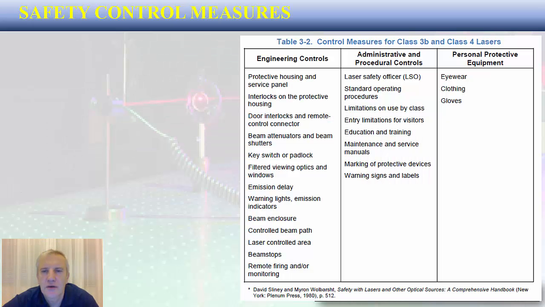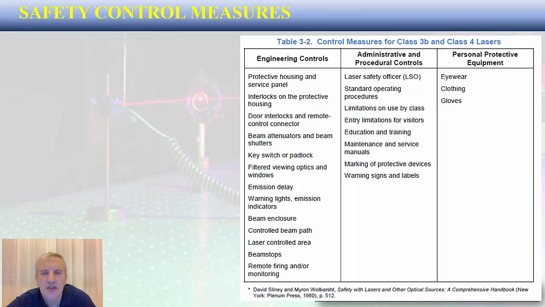This slide shows, in the form of a table, classifications of different types of safety controls listed in three columns. Starting with the column on the left-hand side, we have engineering controls. Under engineering controls, we would list protective housing and service panels, interlocks on the protective housing, door interlocks, remote control connectors, beam attenuators, beam shutters, key switch and padlocks, filtered viewing optics and windows, emission delay warning lights, emission indicators, beam enclosures, control beam pads, laser controlled area, beam stops, remote firing and monitoring. So a whole bunch of different engineering controls.